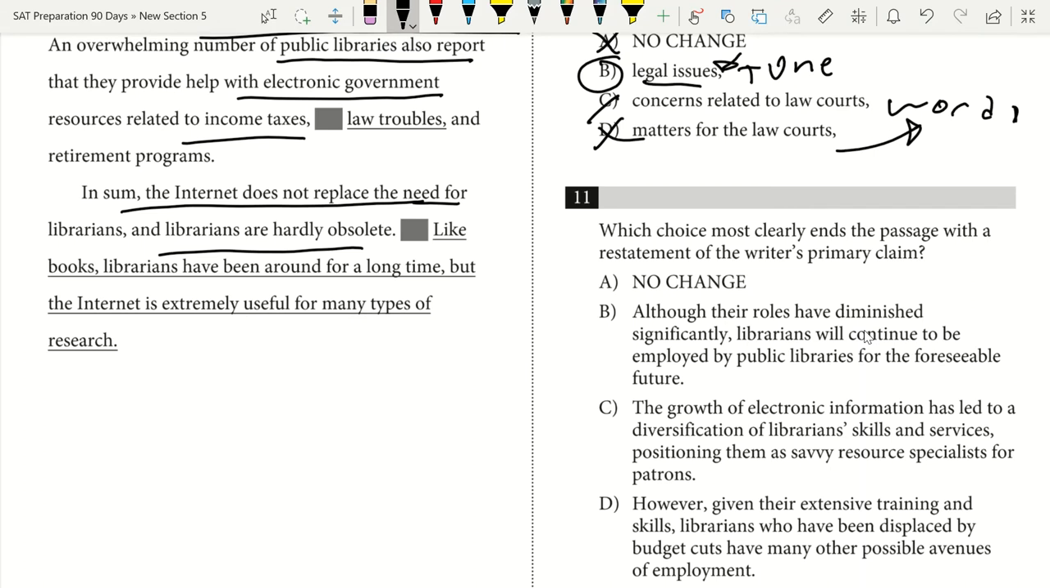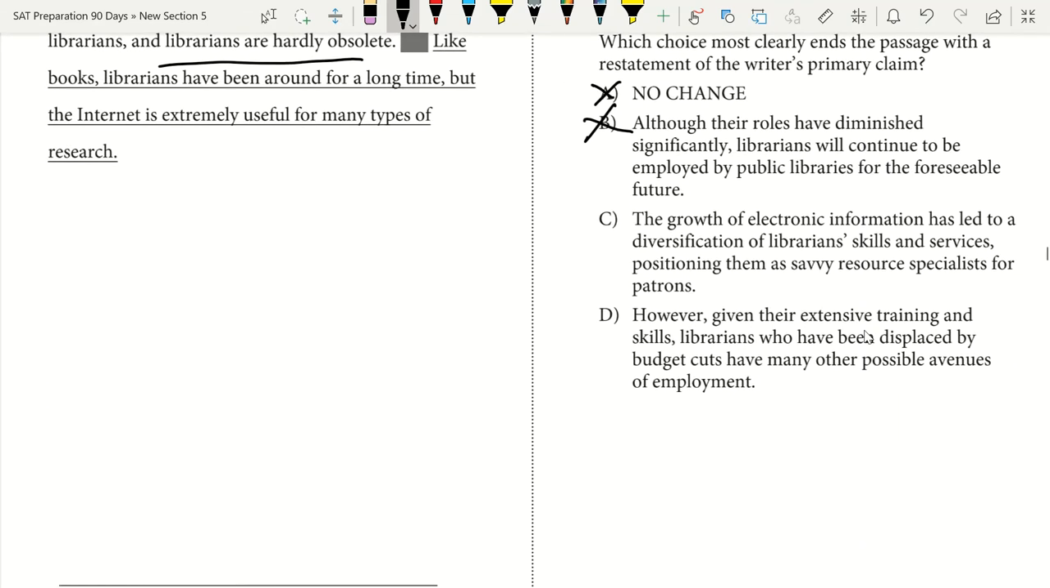So we have, like books, librarians have been around a long time, but the internet is extremely useful for many types of research. That's not touching on how these librarians are being important as far as their new role working with the internet. So now we have option B. Although their roles have diminished significantly, librarians will continue to be employed for the foreseeable future. That's not the primary claim. The primary claim is that they are working with these electronic devices and such in order to provide a new experience that is improved and helps people.